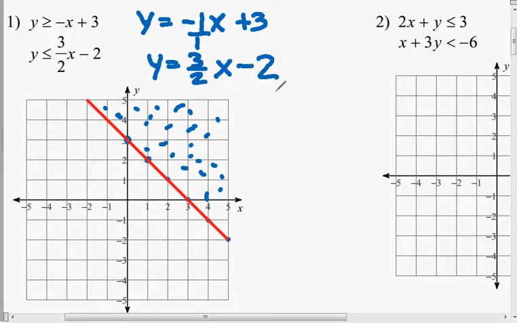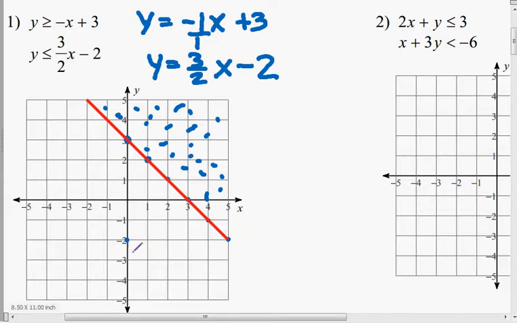And there again, first I look at my y-intercept. If x is 0, the 3 halves times 0 becomes 0. Y is just minus 2. So I go to y equals negative 2, and I put a dot. And then I look at my slope. The slope is 3 over 2, rise over run. Rise is 3, run is 2.